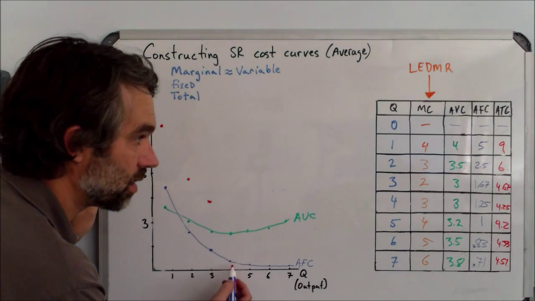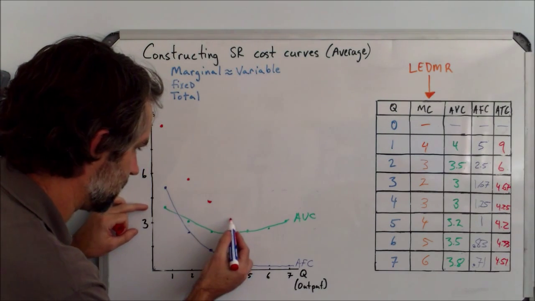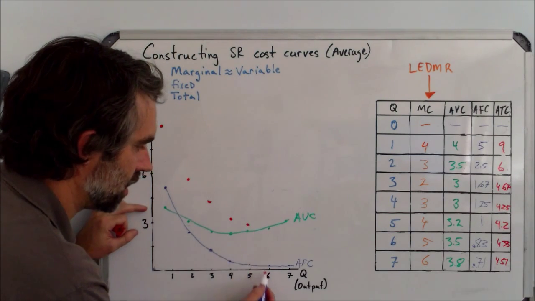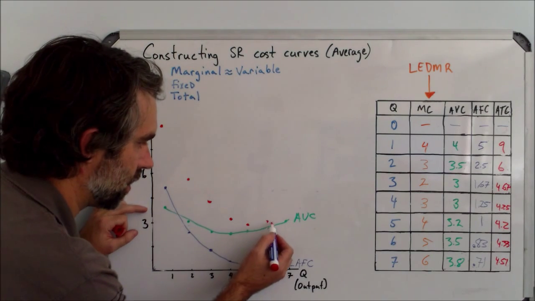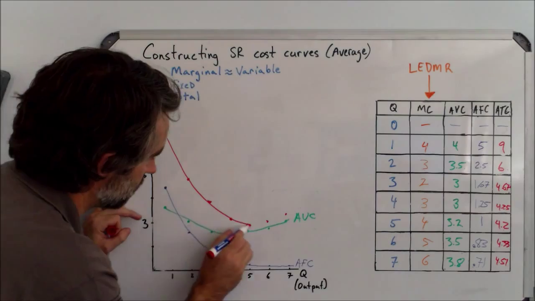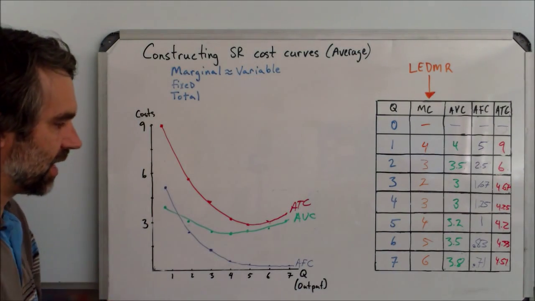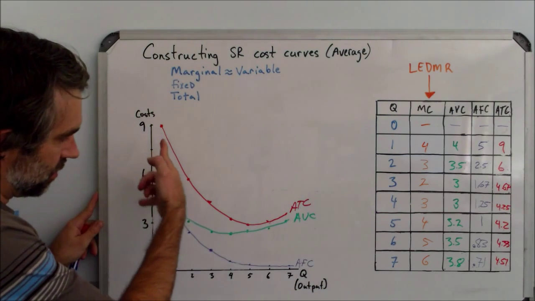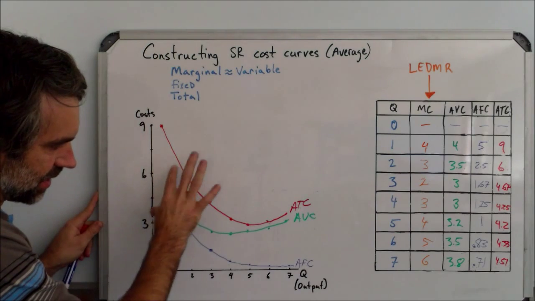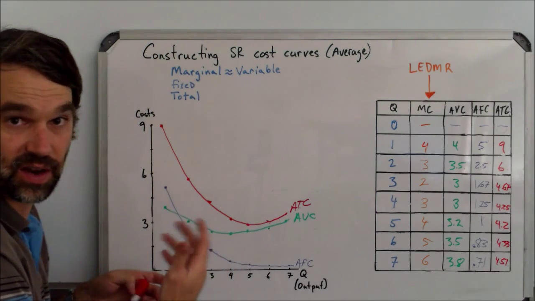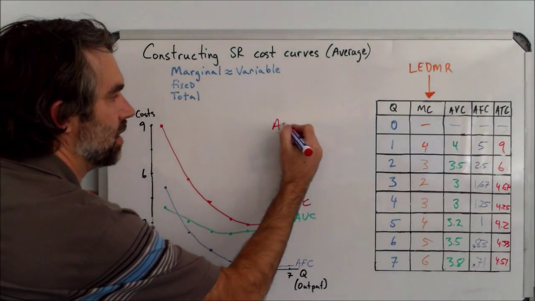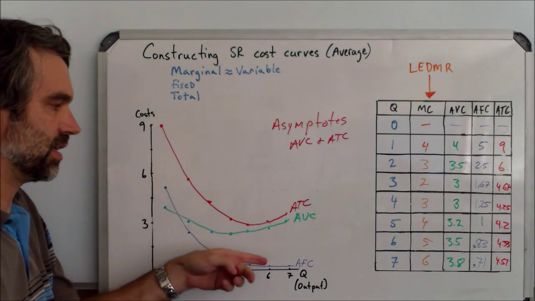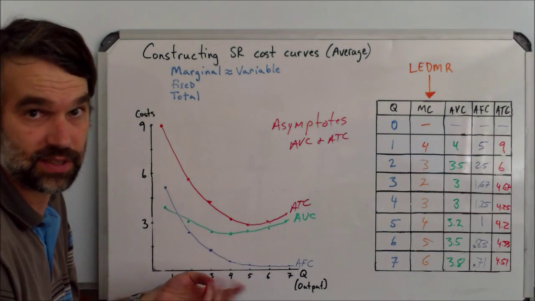At 4, it's 4.25, so in here somewhere. At 5, it's 4.2, so a little bit lower, but not much. And then at 6, we see it start to come up, and then up a little bit more. So we notice, just like average fixed cost is going to go down, but never quite get to 0, the gap between ATC and AVC is going to get smaller and smaller and smaller, but they're never going to quite touch. You might know from your math class that they are called asymptotes. And again, that's because there's always some distance, AFC, between the two of them.